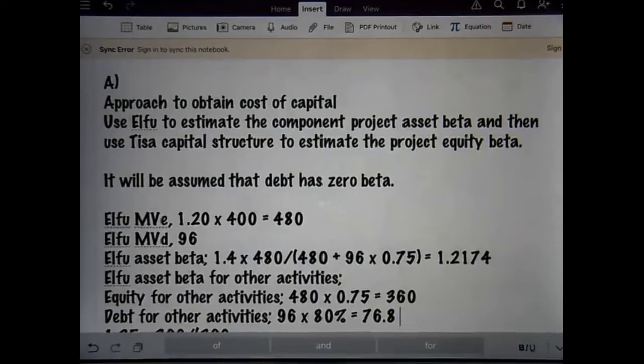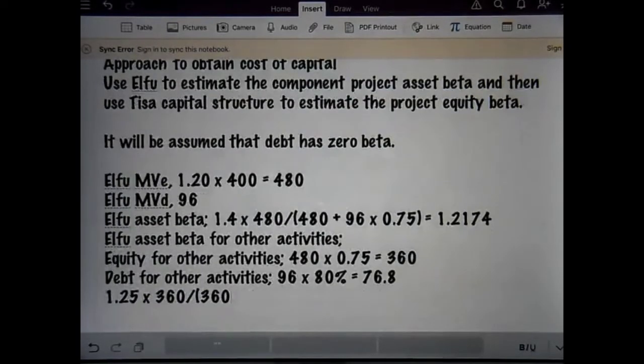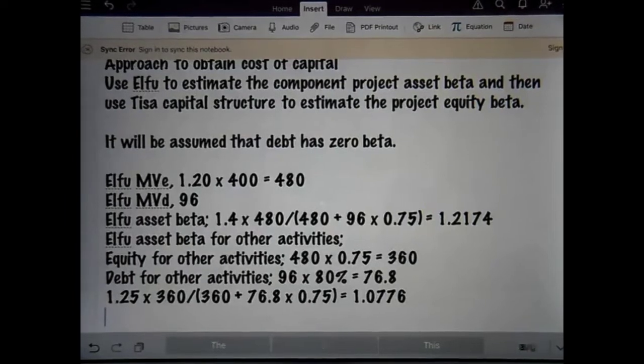Okay, this is where the examiner was messing around with the students. How many students could figure this out? Okay, so right now you could get this plus 76.8 times 0.75. Okay, can you get this number? Got it? Can?